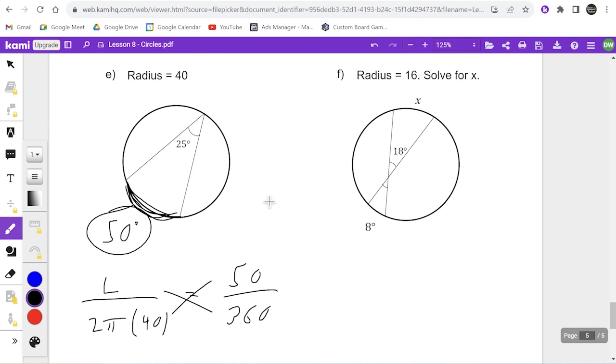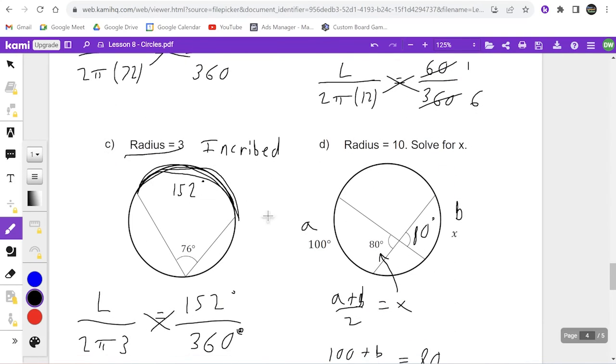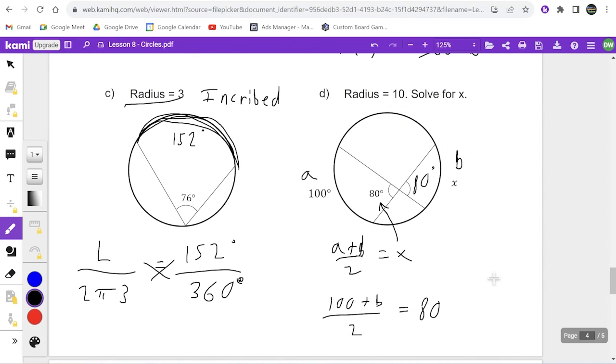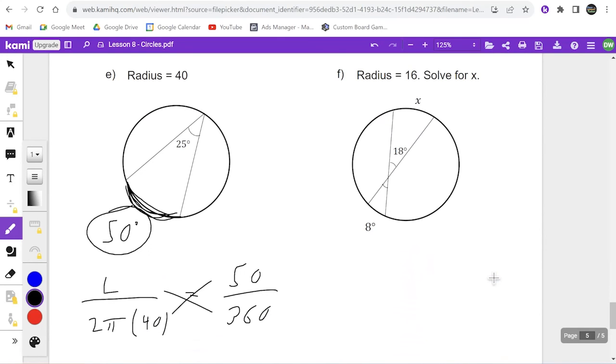Let me tell you, in order of easiest to hardest, central angles are the easiest because they're the same, exactly. Then it's inscribed angles because you just got to double it. And then the hardest is intersecting chords because you have a complicated formula. And with that, we go to part F, which is, of course, an intersecting chord. But don't worry, it's not a proof, so it can't be that hard.